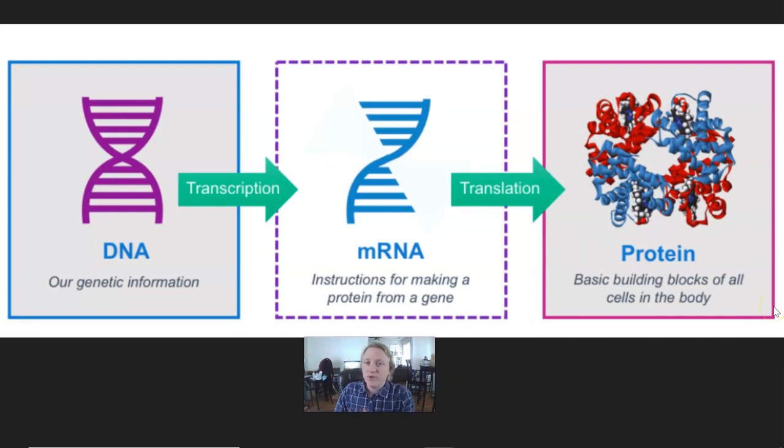Okay, so the formula is, and actually this is something called the central dogma of biology. You don't need to know that term, but it's a good term to know. DNA is made into RNA, and then that RNA is made into protein.